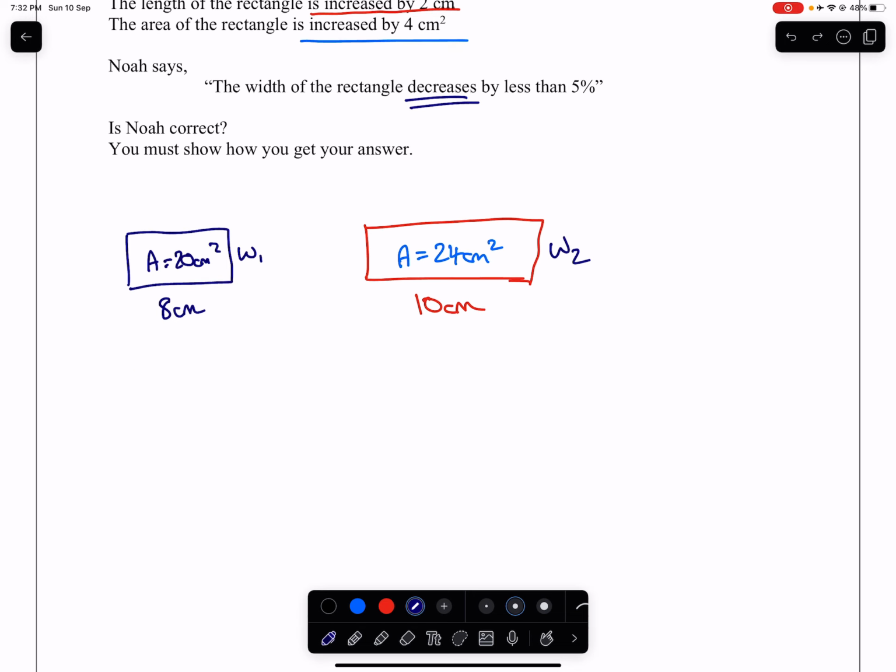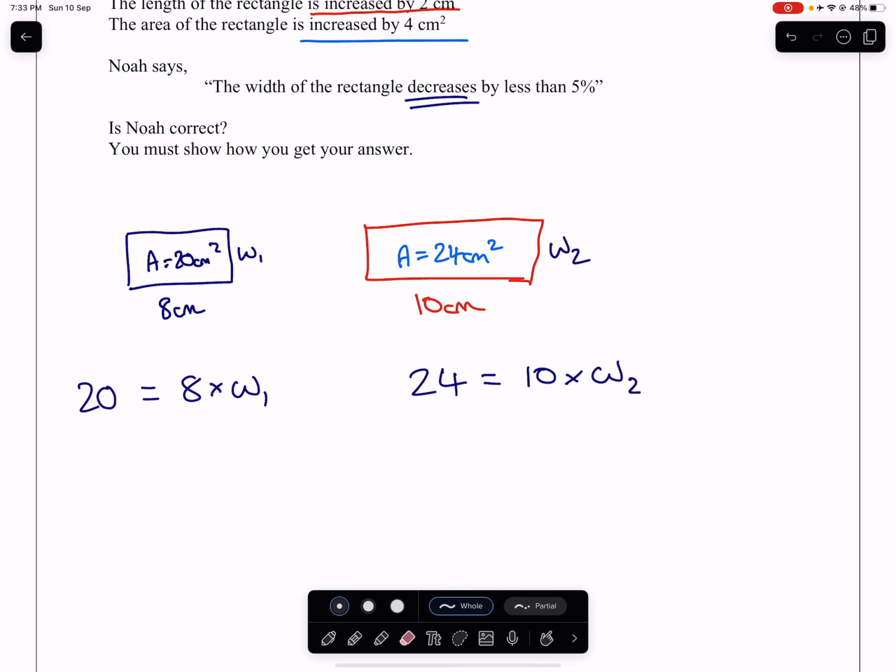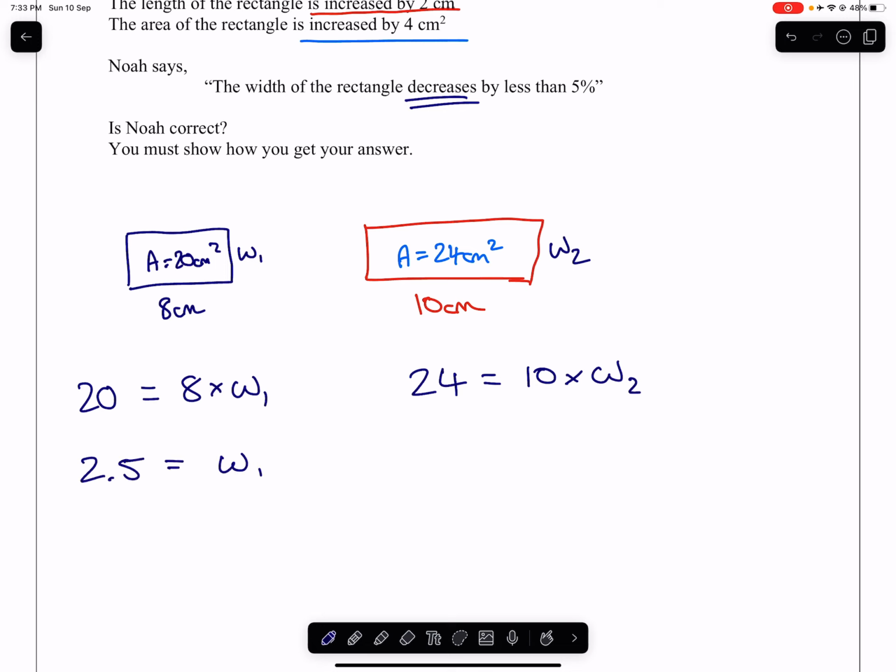So base times height equals our area. That means that 20 is going to equal 8 times this W1, and 24 is going to equal 10 times this W2. When we divide both sides by 8 here, we end up with 2.5. Where are we? Pen's decided to stop working. There we go. 2.5. And then when we divide both sides by 10 for the other one, we end up with 2.4 for our W2.